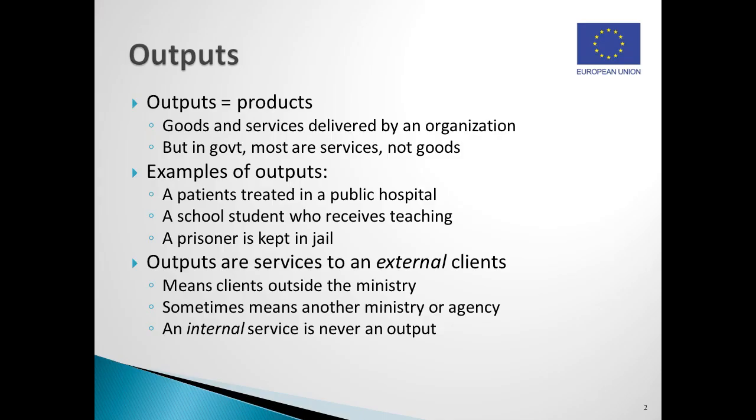But sometimes the client of an output is the community as a whole. So when a jail keeps a prisoner incarcerated, it's not the prisoner who's receiving the service, it's a service that's being delivered to the community as a whole to keep it safe. As these examples indicate, in government, most of the outputs that we deliver are services rather than physical goods.